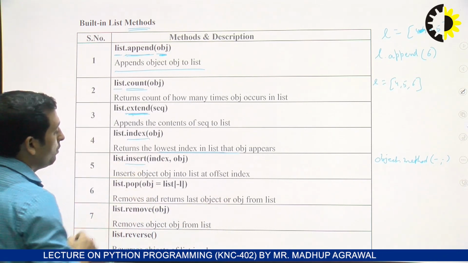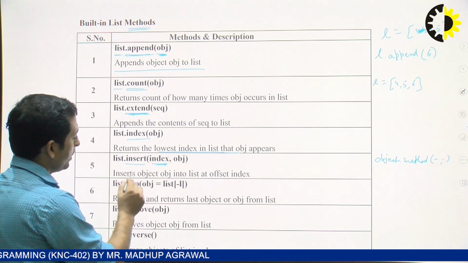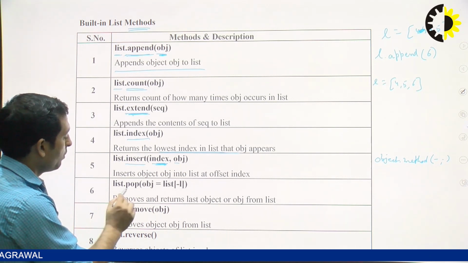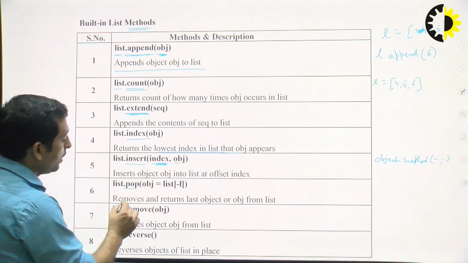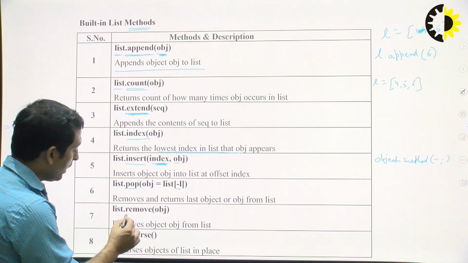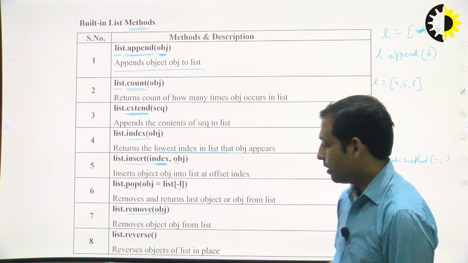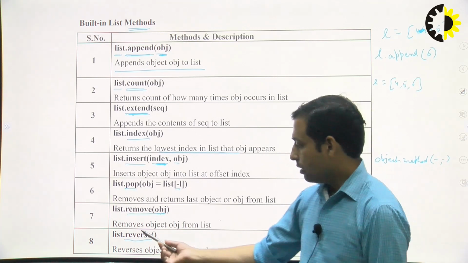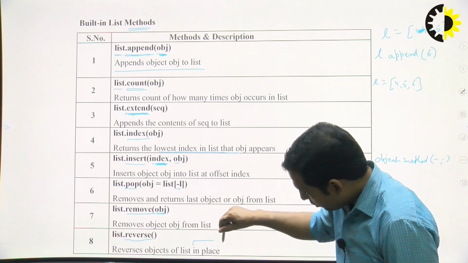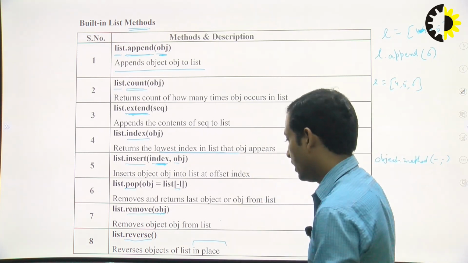Next is insert. If you want to insert something at a particular index, we use insert, which inserts an object into the list at the given offset index. Now pop: this removes and returns the last element, which is at the minus 1 index. And remove removes the particular object from the list. If you want to reverse the list, simply use the reverse method, list dot reverse. This is important: it works in place, meaning the items are changed at the same place, reversed in the same memory location.